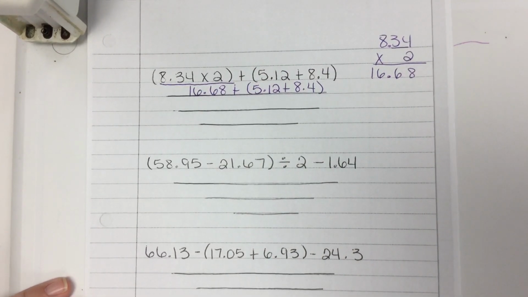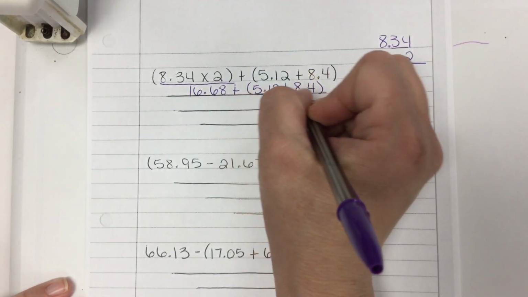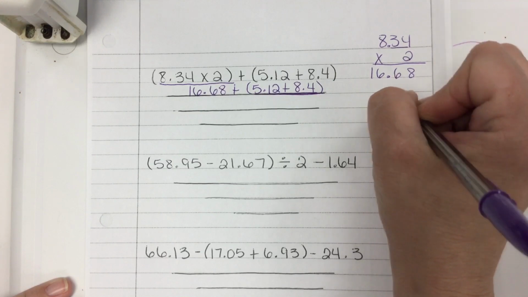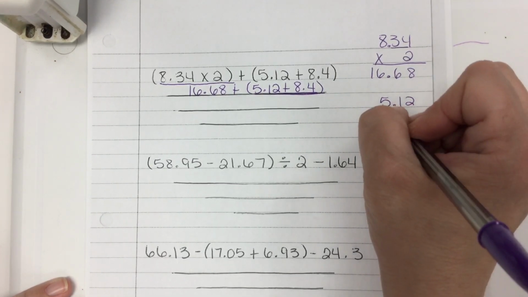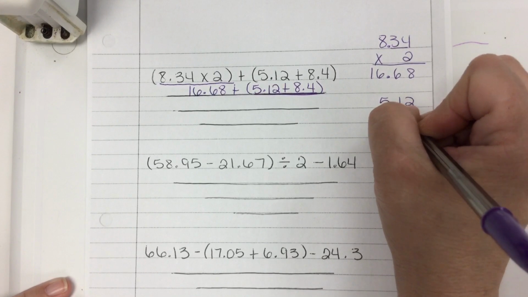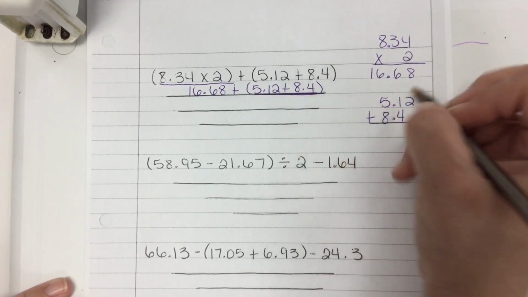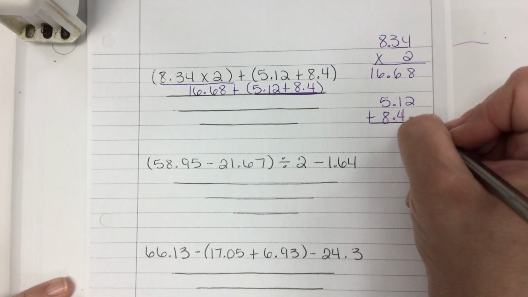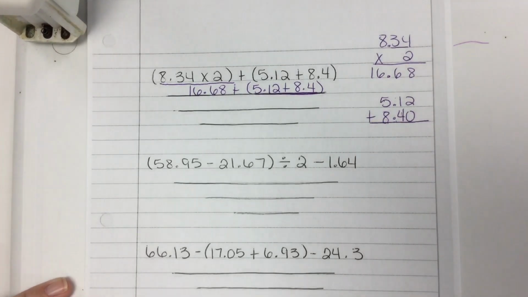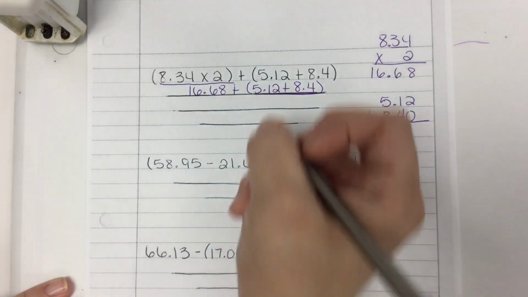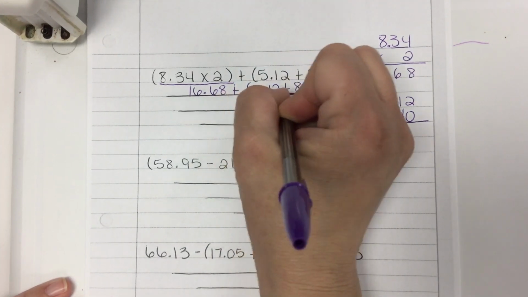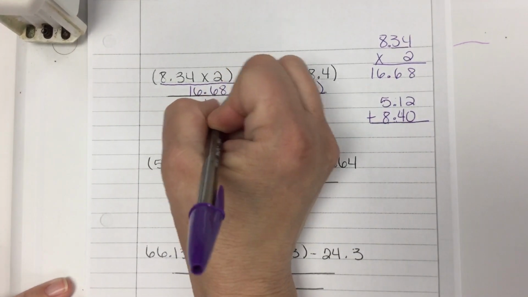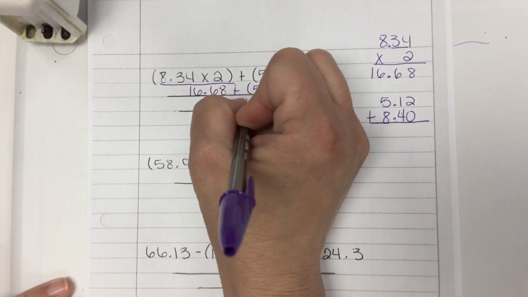Order of operations says parentheses first. So we still have a parentheses, so we're going to solve 5 and 12 hundredths plus 8 and 4/10. And we're adding, so it does not matter which digit goes on top. You just have to make sure that you line up your decimals and line up your whole numbers, your tenths place, and then fill in the hole for the hundredths place. Okay, you should get 13 and 52 hundredths for that. Then you're going to bring down 16 and 68 hundredths and add.